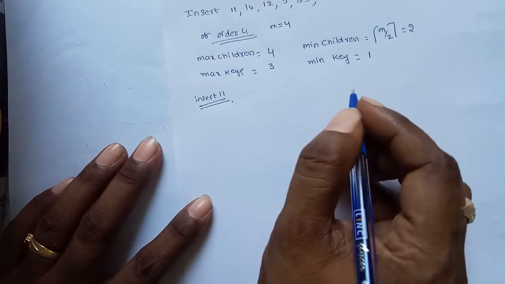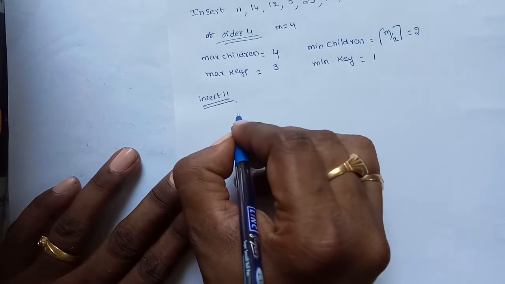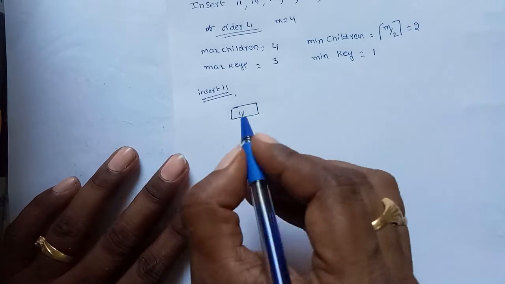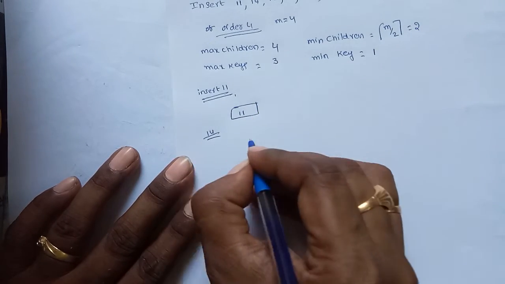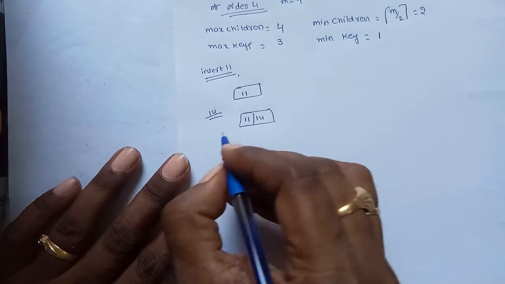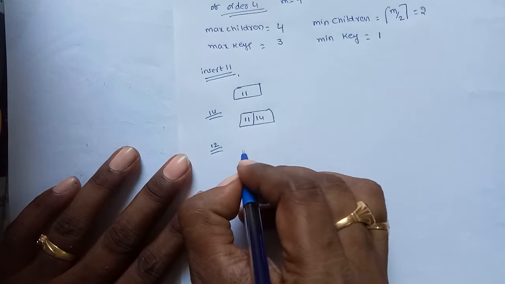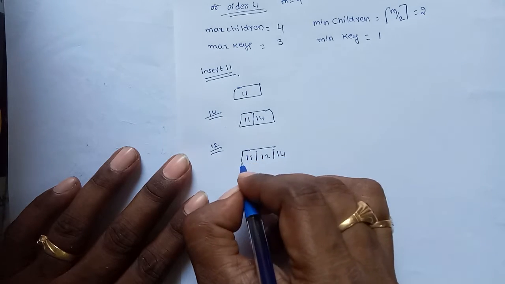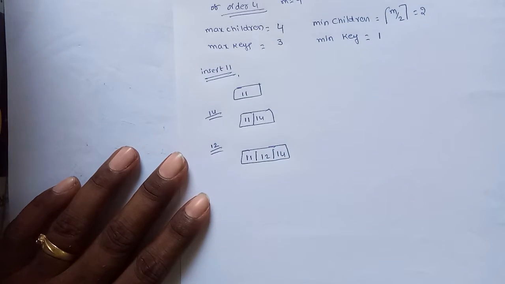Okay, first insert 11. Step by step I am inserting. So insert 11. 11 is inserted. Next insert 14. 11 and 14. Next insert 12. 11, 12, 14. Okay, up to now no problem.